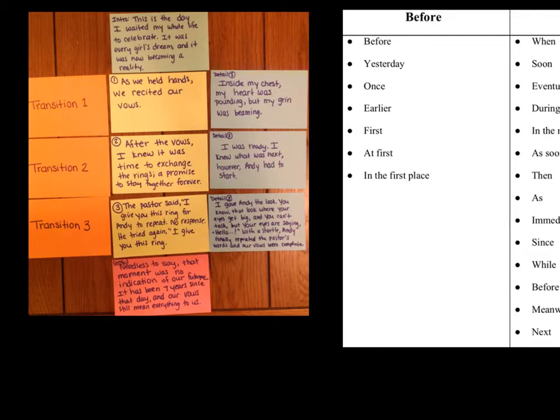Now as I choose my transitions, I'm going to look at my list that I was given. This list has the categories before, during, and after to help me identify which word will best fit with my paragraph. When I look at my first transition with my first event and my first detail, it says, "As we held hands, we recited our vows." I'm going to use the before category, and I'm going to choose at first. When I choose that, I can then read, "At first, as we held hands, we recited our vows."